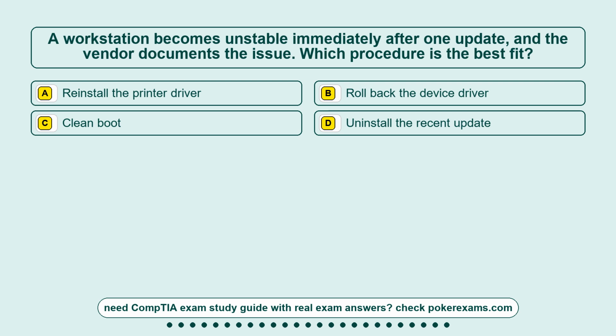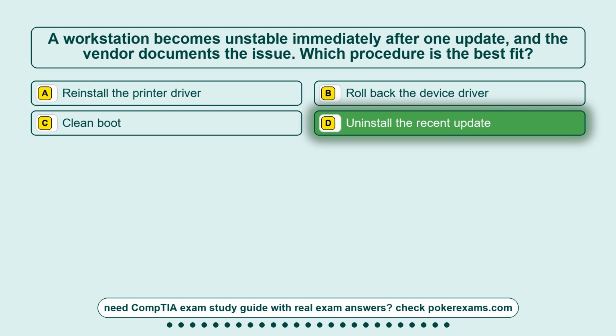Question 3. A workstation becomes unstable immediately after one update, and the vendor documents the issue. Which procedure is the best fit? Option A. Reinstall the printer driver. Option B. Roll back the device driver. Option C. Clean boot. Option D. Uninstall the recent update. The correct answer is option D.